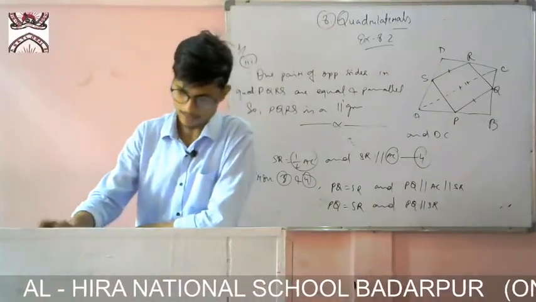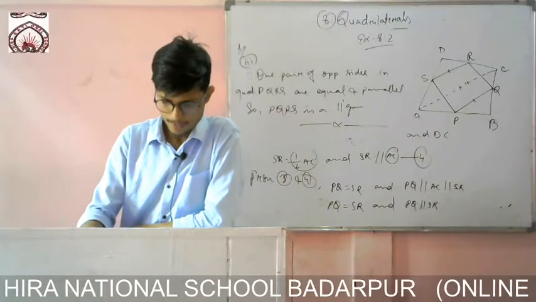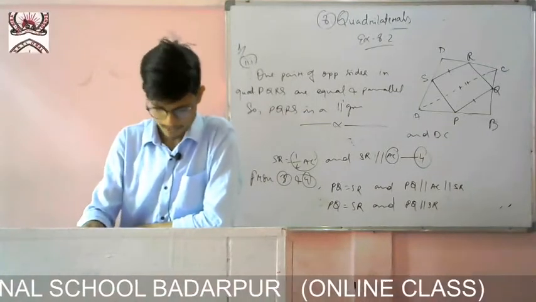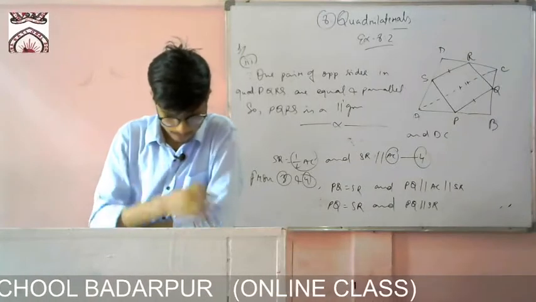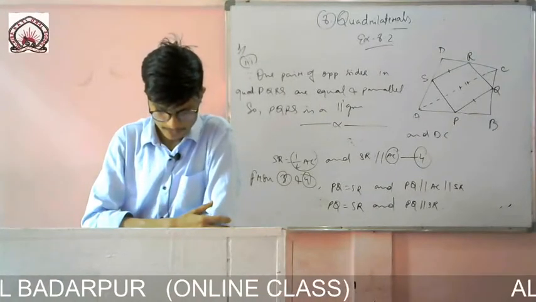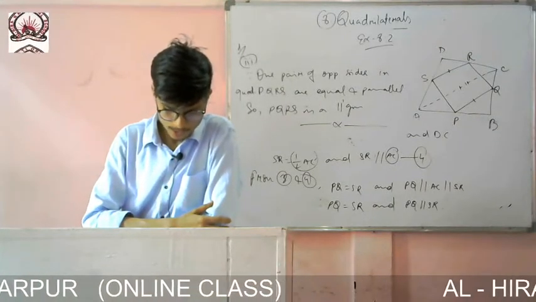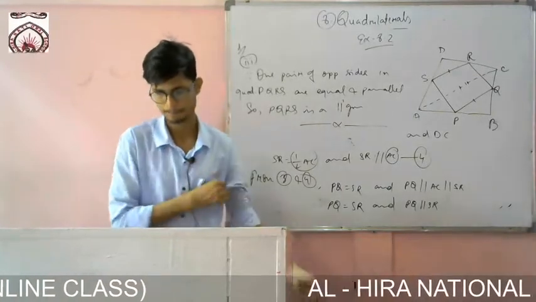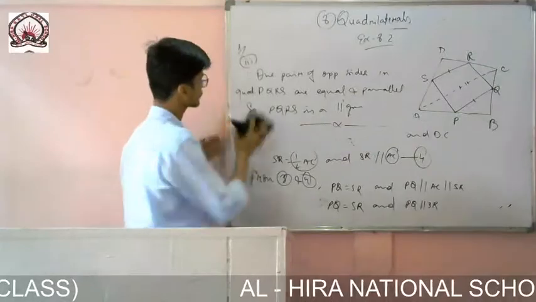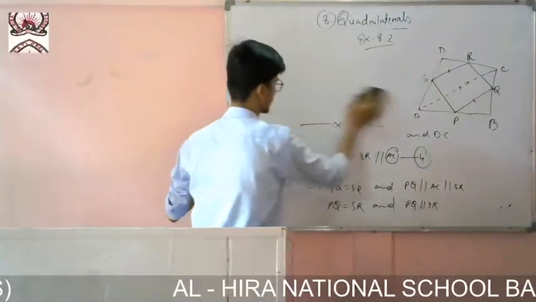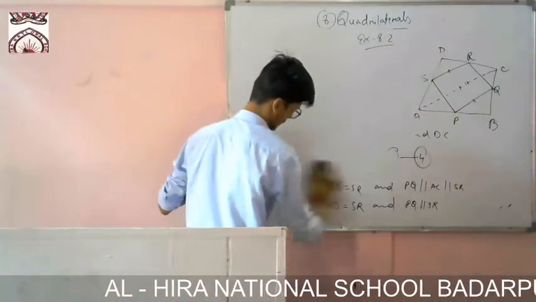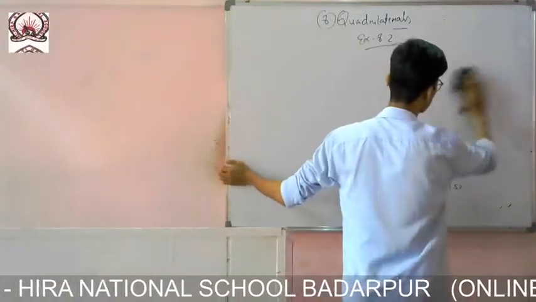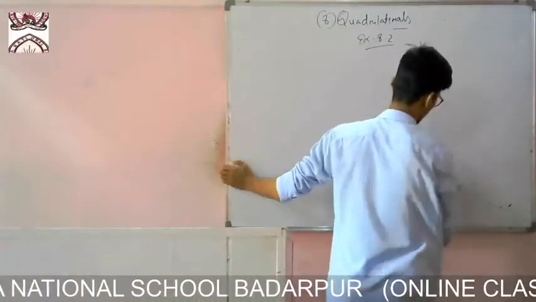ABCD is a rhombus and P, Q, R, S are the midpoints of the sides AB, BC, CD and DA respectively. Show that the quadrilateral PQRS is a rectangle. Let me draw. You want to show this is a rectangle. It is similar to this one, but you also want to show that the angles are 90 degrees. Everything else is similar.